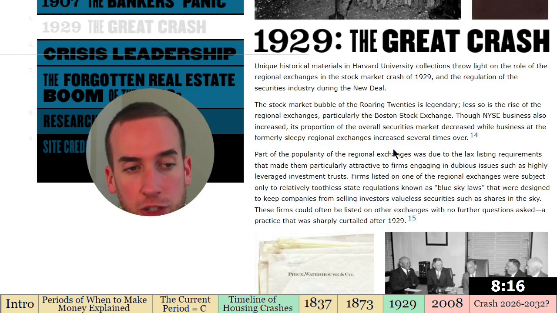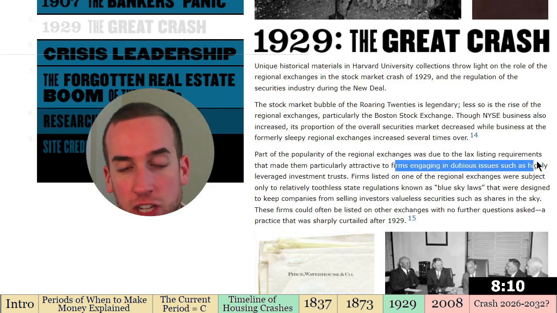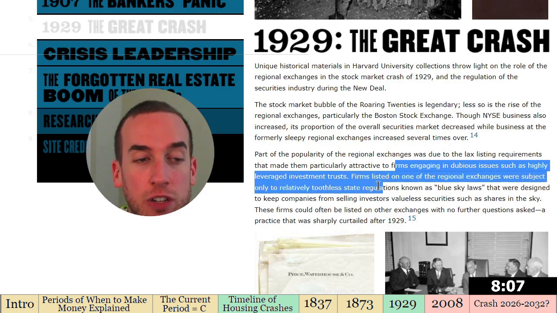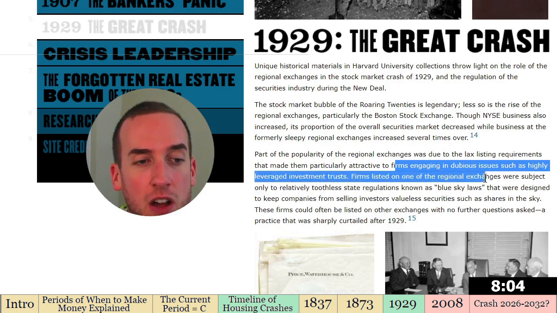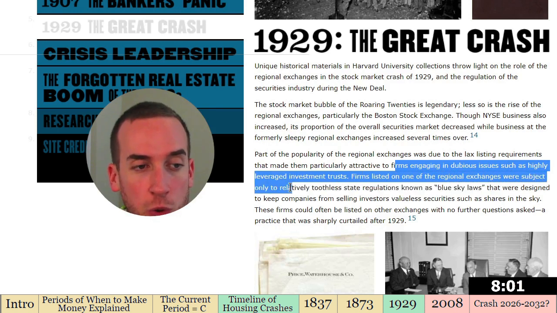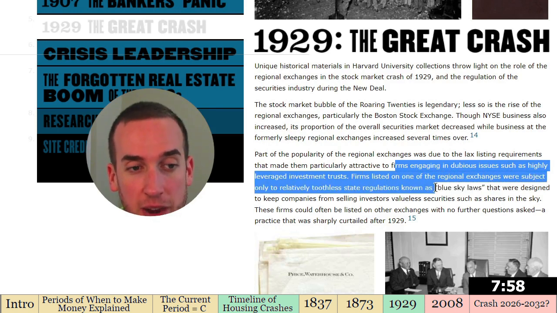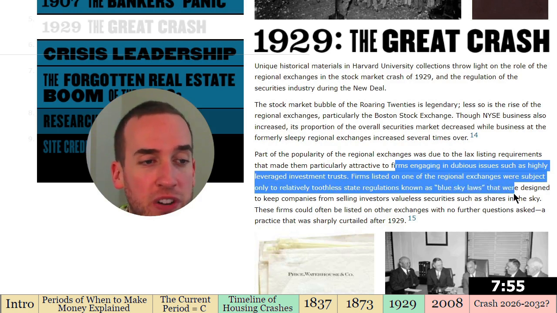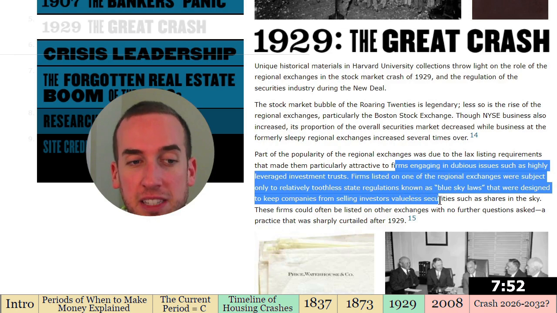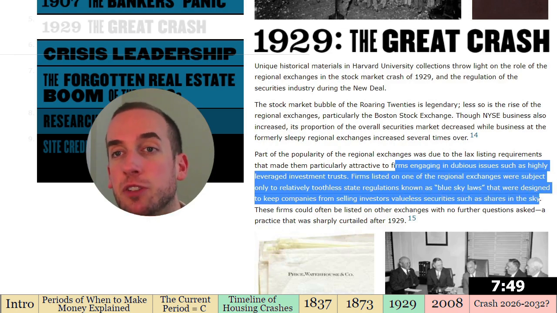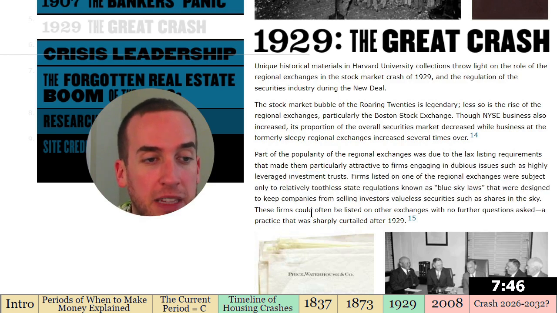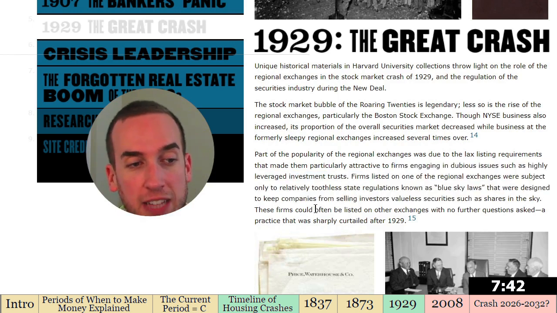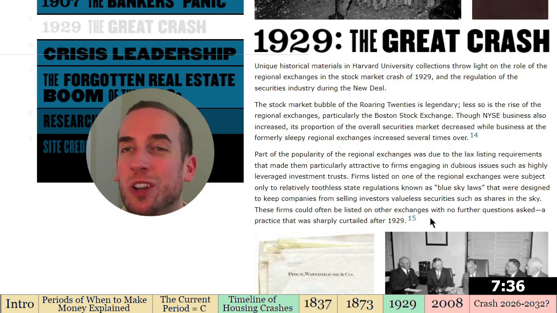Part of the popularity of the regional exchanges was due to the lax listing requirements that made them particularly attractive to firms engaging in dubious issues, such as highly leveraged investment trusts. Firms listed on one of the regional exchanges were subject to only relatively toothless state regulation known as blue sky laws that were designed to keep companies from selling investors valueless securities such as shares in the sky. Interesting. These firms could often be listed on the other exchanges with no further questions asked, a practice that was sharply curtailed after 1929. So very fraudulent, questionable securities could be easily sold on another exchange.